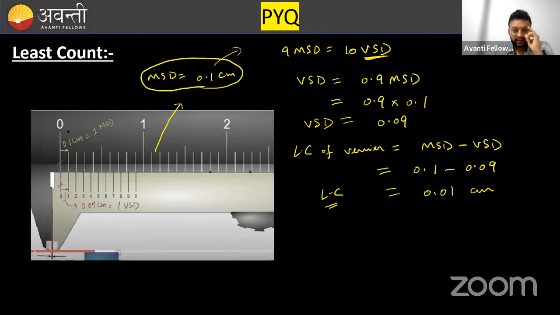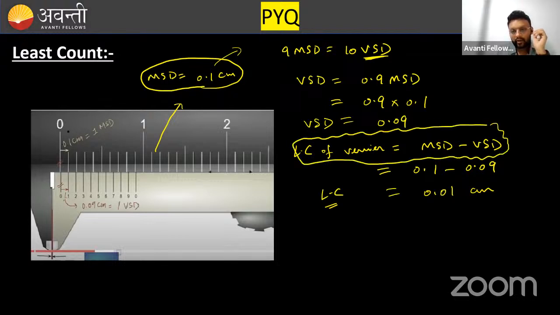Now tell me, is this formula always valid? Or are there some cases in which this formula is not valid? Can anyone tell me? For normal only. Okay, that is very true. For normal vernier calipers, we can use this formula only. Very good. For abnormal cases, we have to go with the basics, and I will tell you how to go with the basics. So two things are clear: normal and abnormal, least count of the instrument and least count of the vernier.